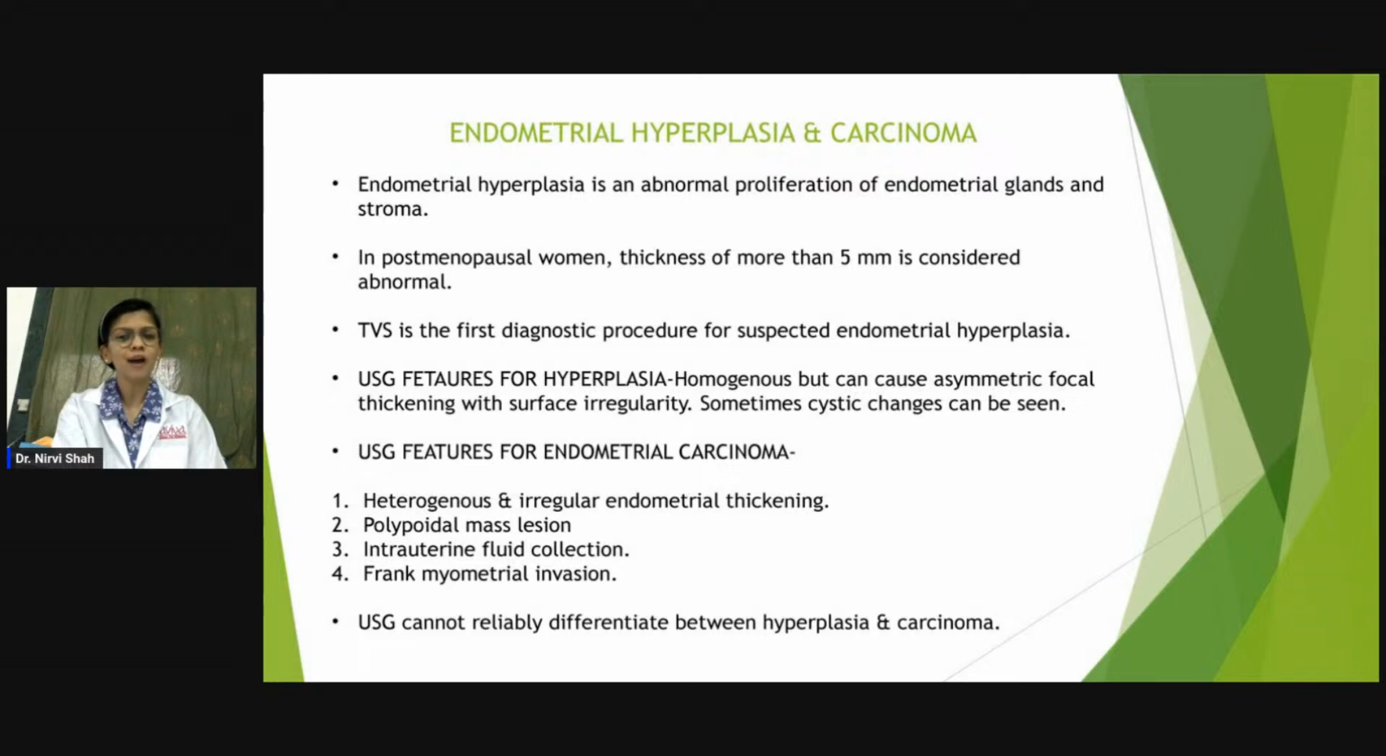The USG features for hyperplasia include homogeneous but sometimes asymmetric focal thickening, which may mimic a polyp. Sometimes cystic changes are also seen. However, if it's endometrial cancer, then we do see irregular endometrial thickening. Sometimes a polypoidal mass lesion can be seen. Many times in postmenopausal women, there may be intrauterine fluid collection in endometrial carcinoma, and of course, sometimes there's frank myometrial invasion. However, USG cannot really differentiate between hyperplasia and carcinoma. Diagnostic hysteroscopy is the answer for that, apart from MRI, of course.